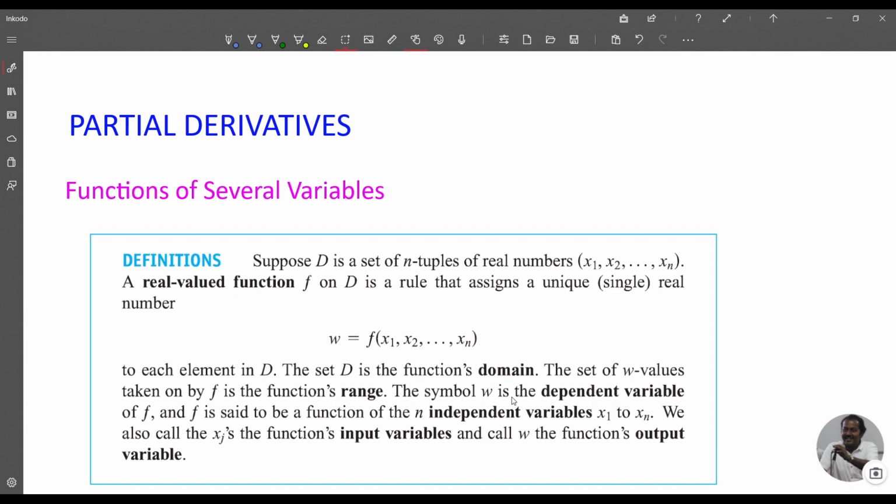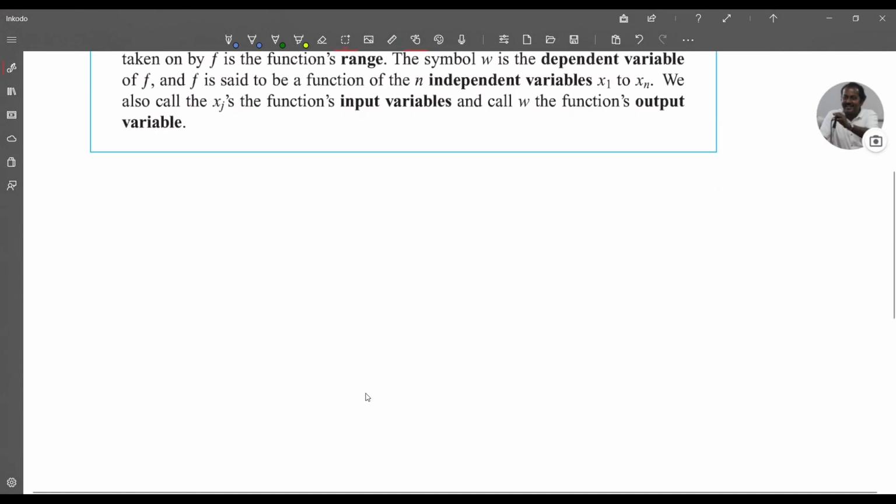The symbol w is the dependent variable of f, and f is said to be a function of n independent variables x1, x2, etc., xn. We also call the xj's the function's input variables, and we call w the function's output variable. So we can give some examples of functions of several variables.